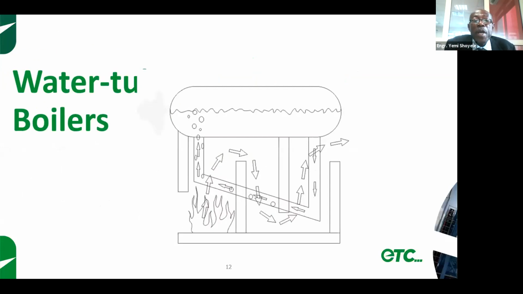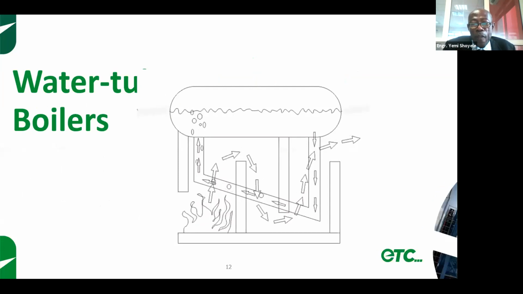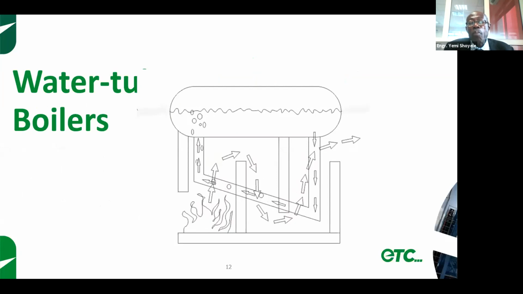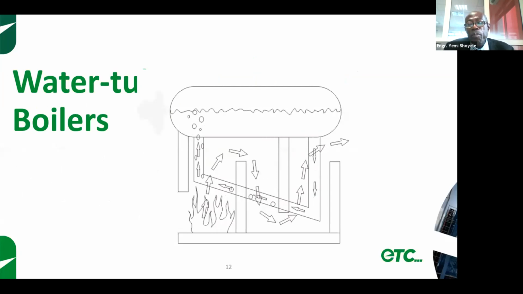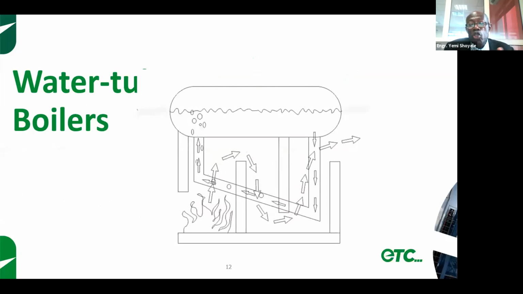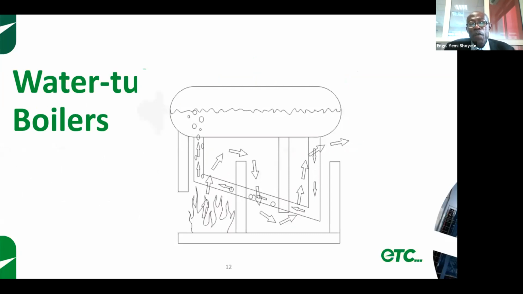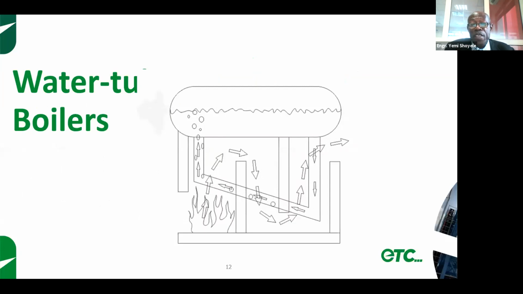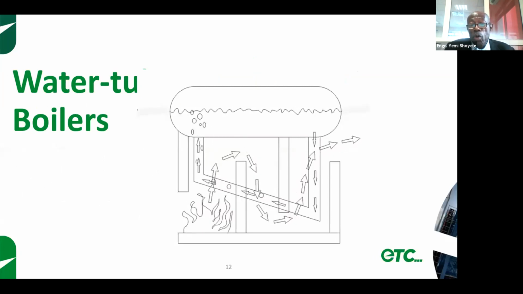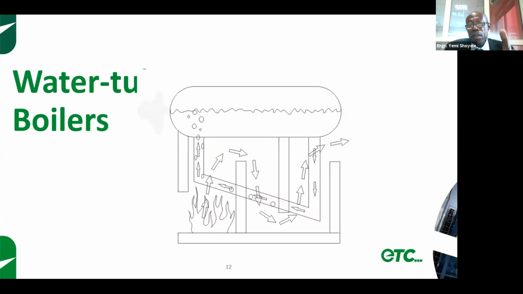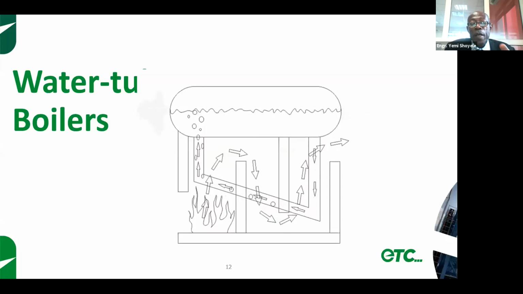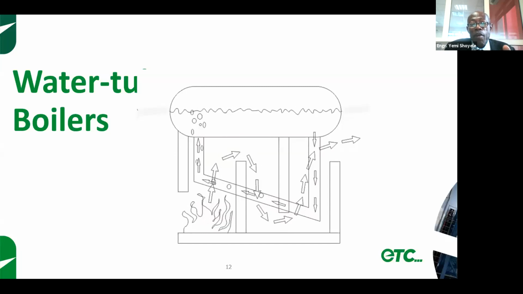Now, this is an animation of water tube boilers. What you will see is at the top you have a drum, which we call the steam drum. At the bottom there is what we call a mud drum or water drum. If you remember the first few slides I showed, you will see there is a lower drum called the mud drum. The flame is generated in the furnace.